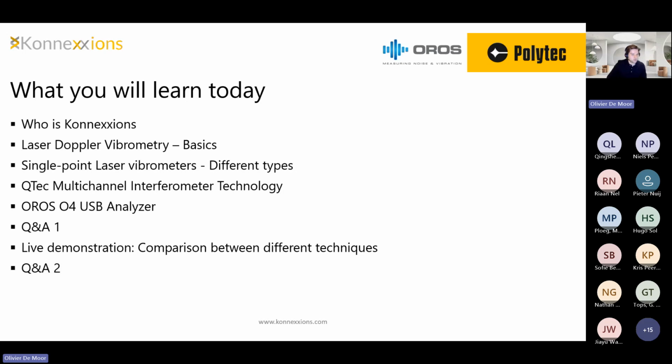So first I will introduce you to the basics of laser Doppler vibrometry, how laser vibrometry works. Then I will give an overview of the different single point systems. I will go a little bit deeper into the new QTec multipath interferometer technology. Then we will have an introduction about the OROS 04 USB analyzer, which will be used during the live demonstration. And before the live demonstration, there will be a short question and answer session already.